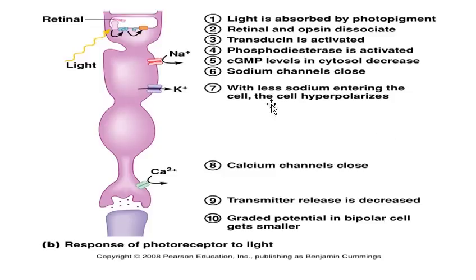Because there's this hyperpolarization, remember that for exocytosis to occur, you have to have some calcium channels open. Now they are closed because there's no state of depolarization. And then the transmitter release is decreased. And now the graded potential in the bipolar cells gets smaller. Okay, so this is where we are.